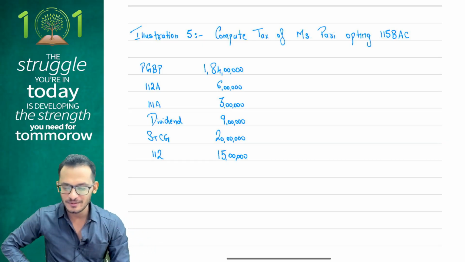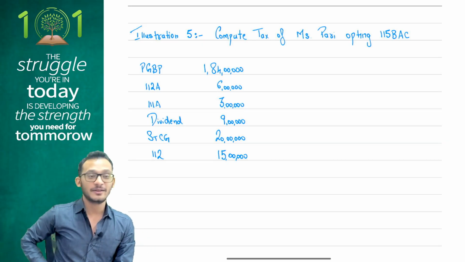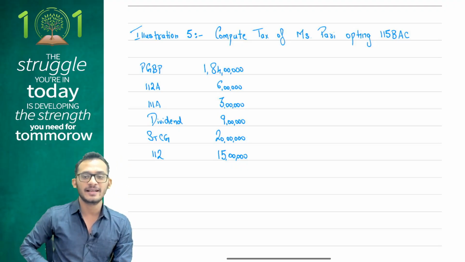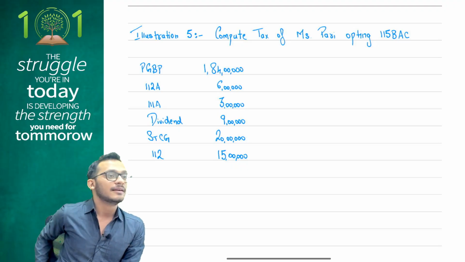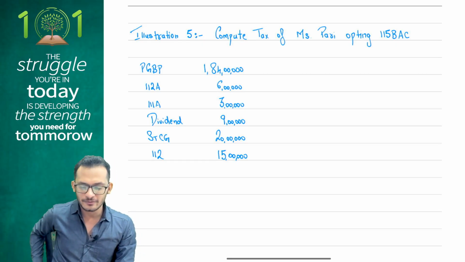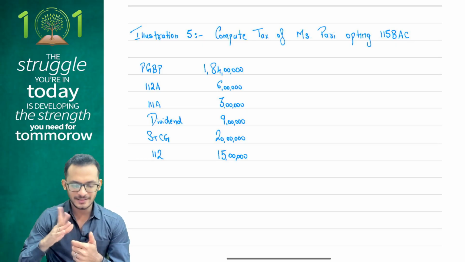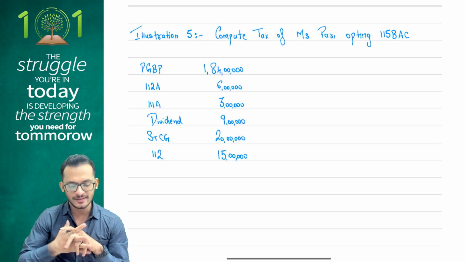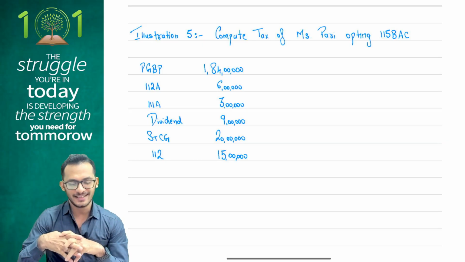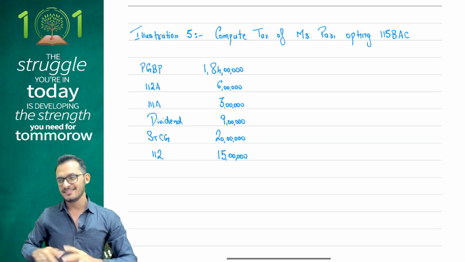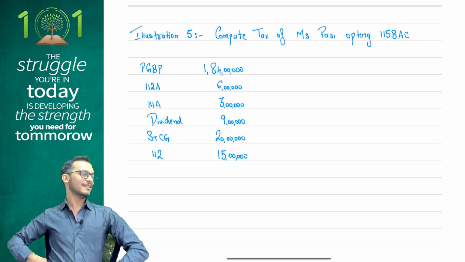Mrs. Pari is opting for section 115BAC. Be very careful, you're looking at default rules. I have a PGBP of 1 crore 84 lakhs. I have 112A of 6 lakhs, 111A of 3 lakhs, dividend of 9 lakhs, STCG of 20 lakhs, and 112 of 15 lakhs. At a certain stage is where you'll get stuck. Let's see if you get that answer.